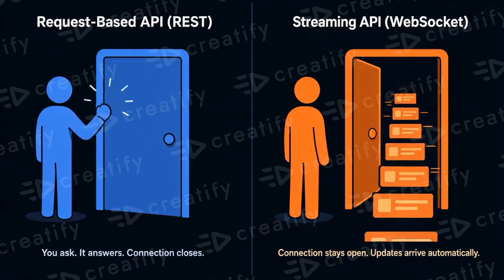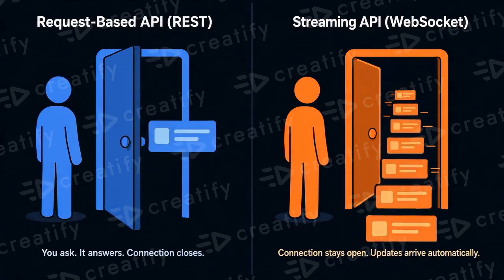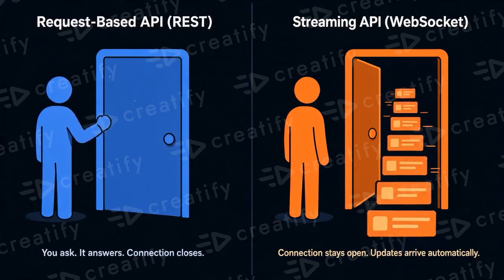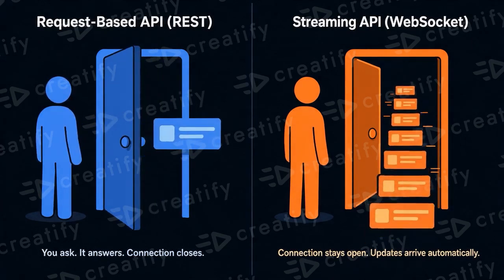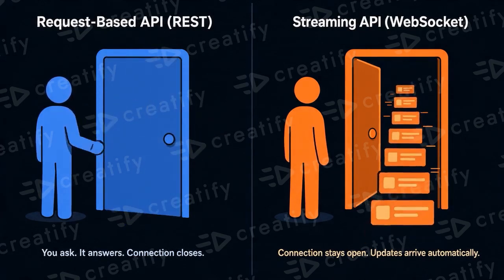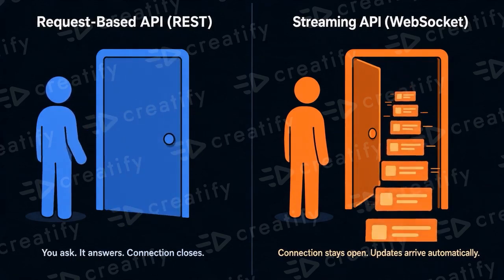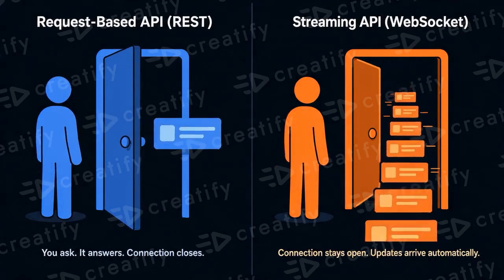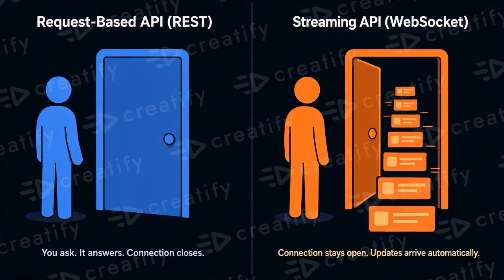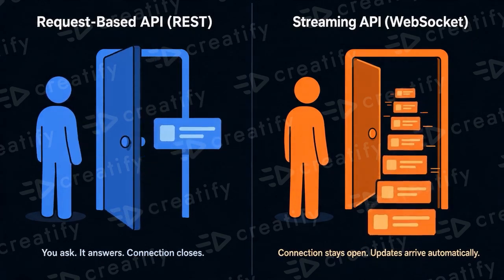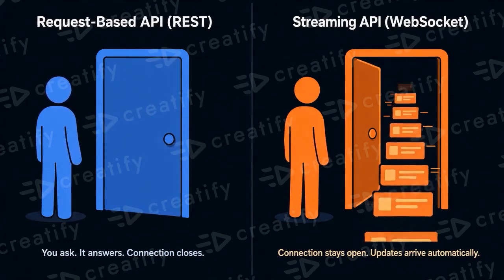The second is a streaming API. Instead of you asking repeatedly, the server keeps a persistent connection open and pushes updates to you the moment they happen. You subscribe to a price feed, and every time that price changes, your application receives the update automatically without having to ask again. This is the WebSocket approach, also covered in Day 7.